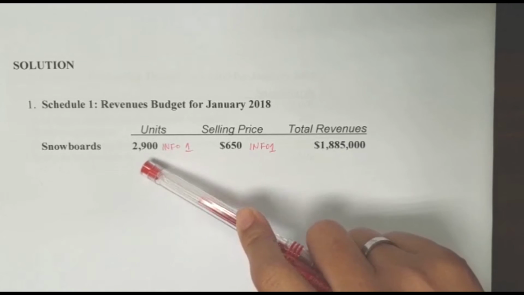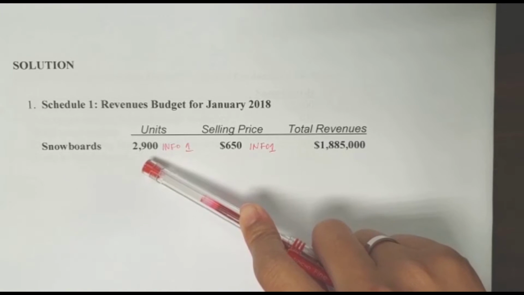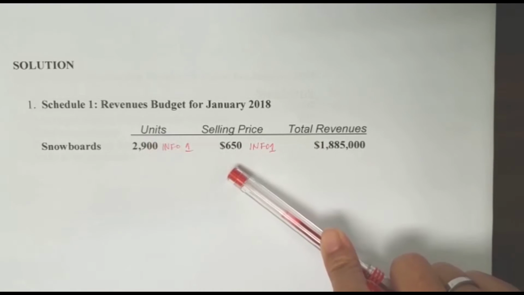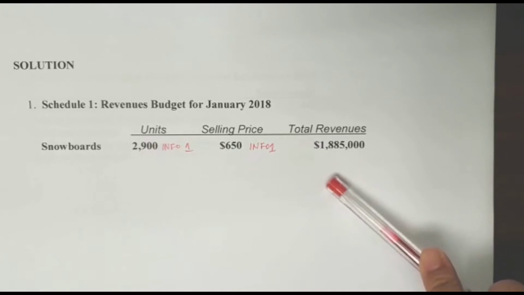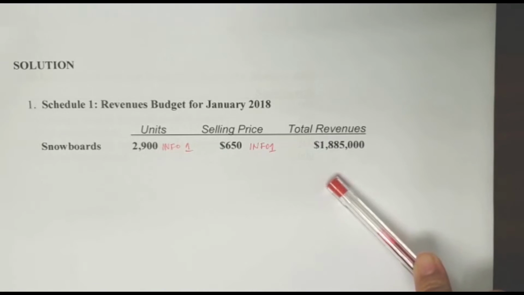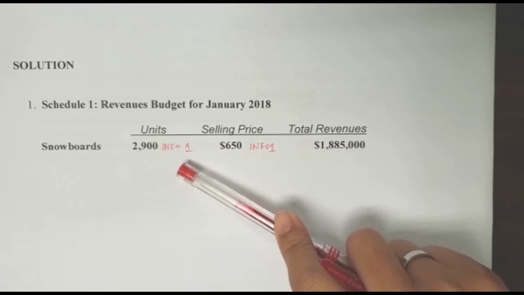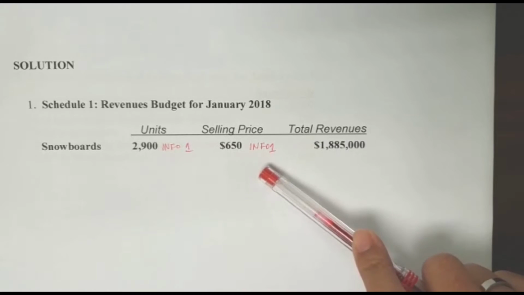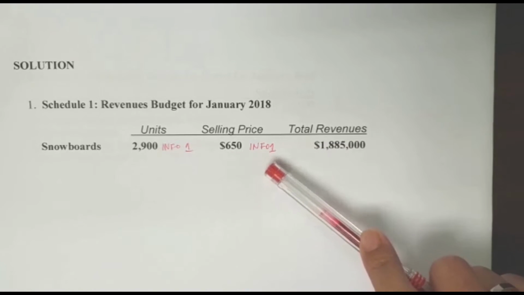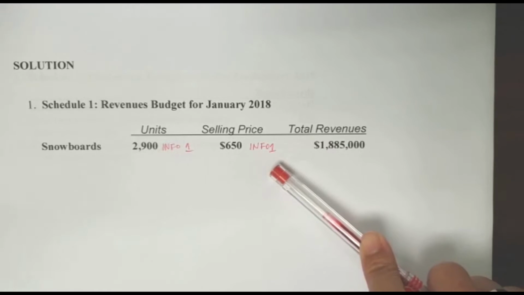So once we know the number of units that the company expects to sell, as well as the selling price, we can easily calculate the total revenues. For this question, I take the information for units as well as the selling price from information 1.